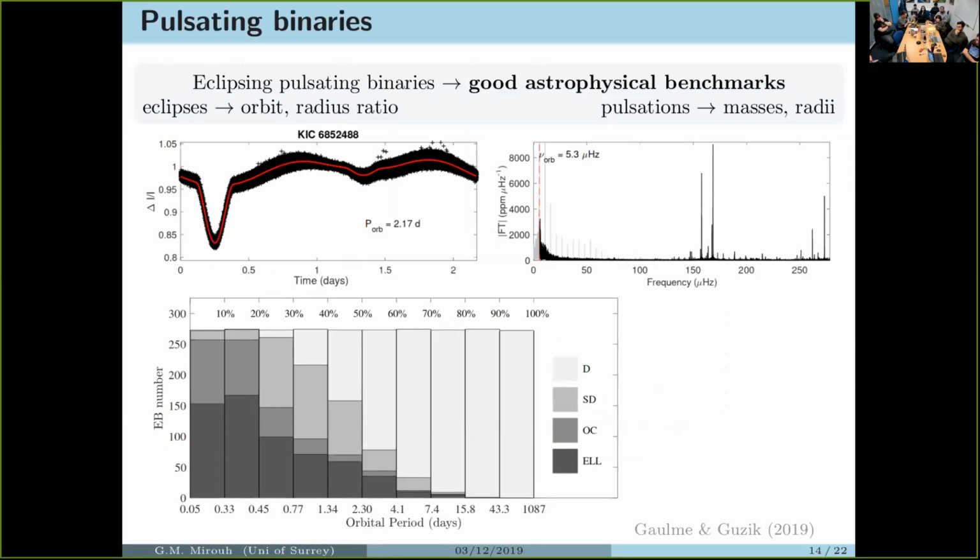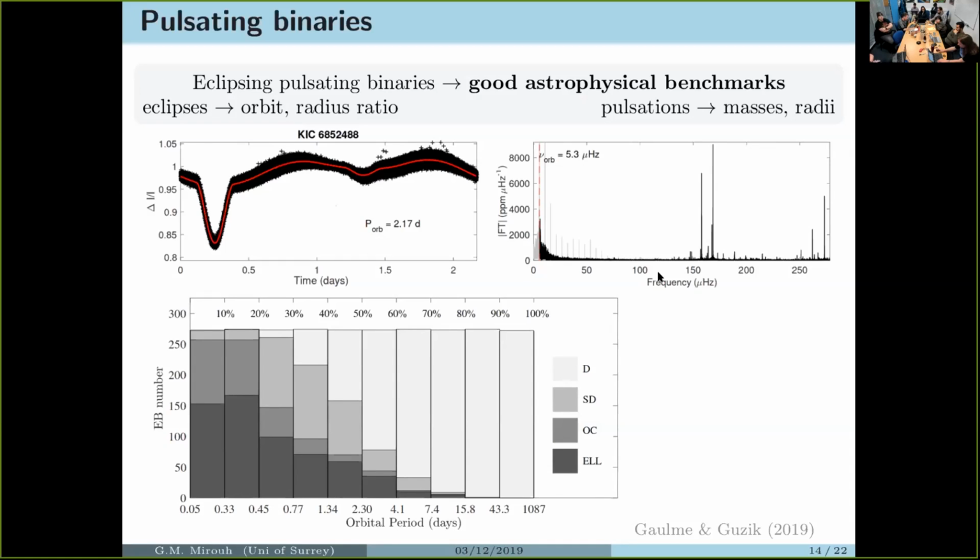Last but not least, eclipsing pulsating binaries. Those are very good astrophysical benchmarks. From the eclipses, you can get the orbit and the radius ratios. From the pulsations, you can derive the individual masses and the radii. So here is an example. The red line here on the left is the trend. It's basically what you would get with no pulsations, and the spread of that line is both noise and pulsations. So you can find the orbital period, and you have this spectrum here on the right.